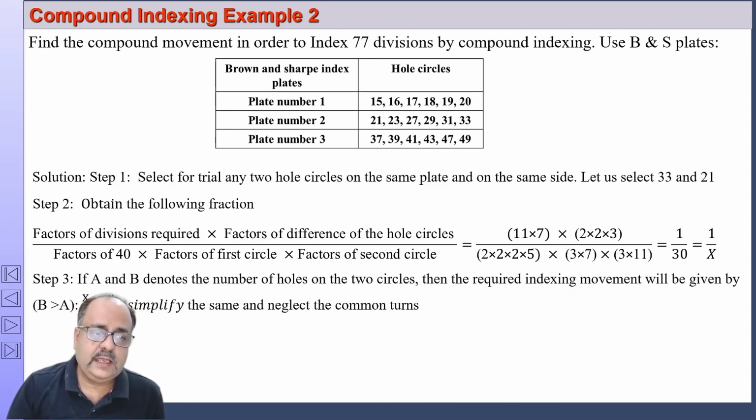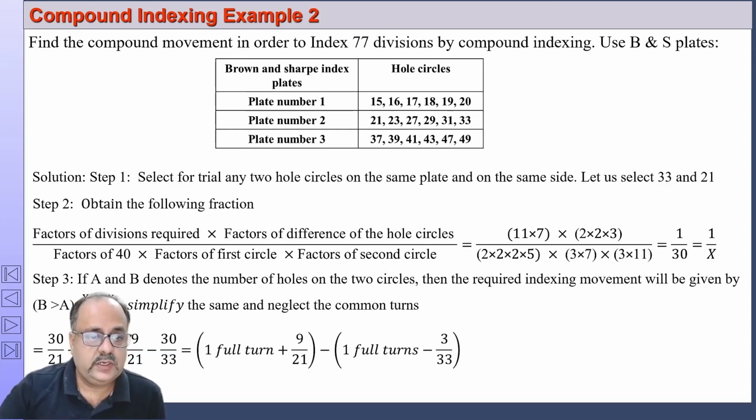Again x by a, here a is 21 and b is 33. So it comes out like this. One complete rotation and 9 holes in the 21 hole circle and minus 30 holes in the 33 hole circle. I can write it as one complete rotation, and this will be 1 minus 33 by 33, and 33 minus 3 is 30 by 33. These common terms will get cancelled and this minus will become plus here. So 9 by 21 plus 3 by 33.